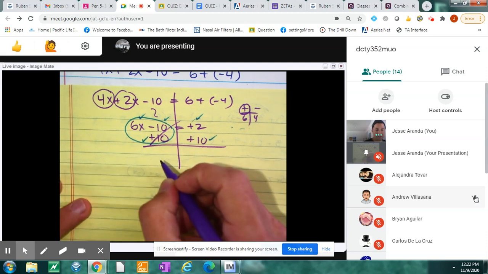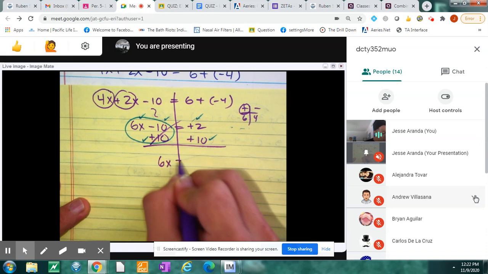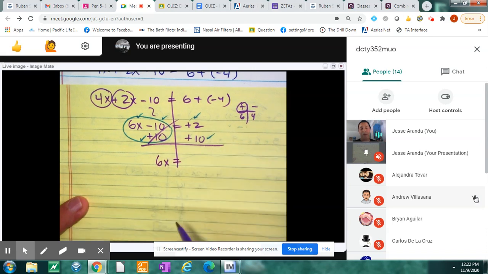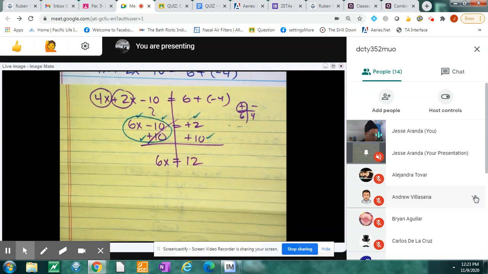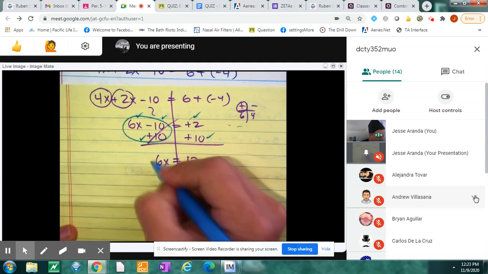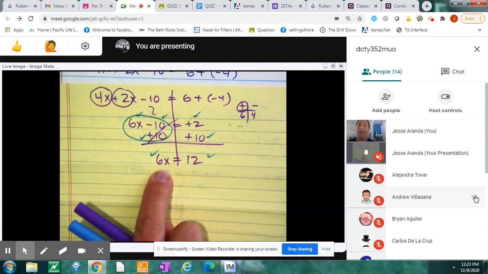So then what happens here, Andrew? I drop down the 6x, but then on the right side, what do I get? Positive 12. Very good. Now, if you got that, put a little check. Yep, I got that right. You see how everything I'm looking at? Now, the last thing, remember, you're doing is the opposite. The last thing is 6 times x.